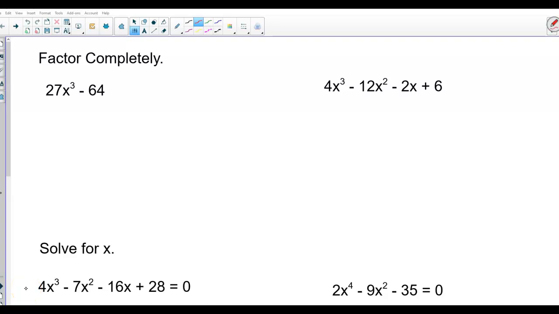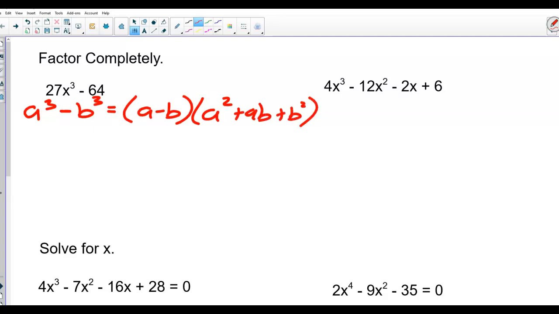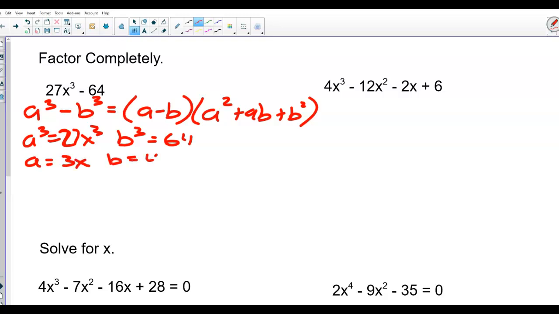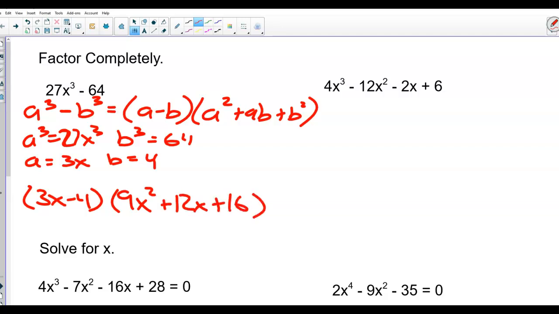So here, when we factor completely, we've got to go back to our a cubed minus b cubed formula: a minus b, a squared plus ab plus b squared. My a cubed here is 27x cubed, so my b cubed is 64. We don't worry about the sign with that. Therefore, a is 3x and b equals 4, and I'm literally just plugging in. 3x minus 4, 9x squared plus 12x plus 16. That's what I get when I plug the 3x and the 4 in for the a and b.